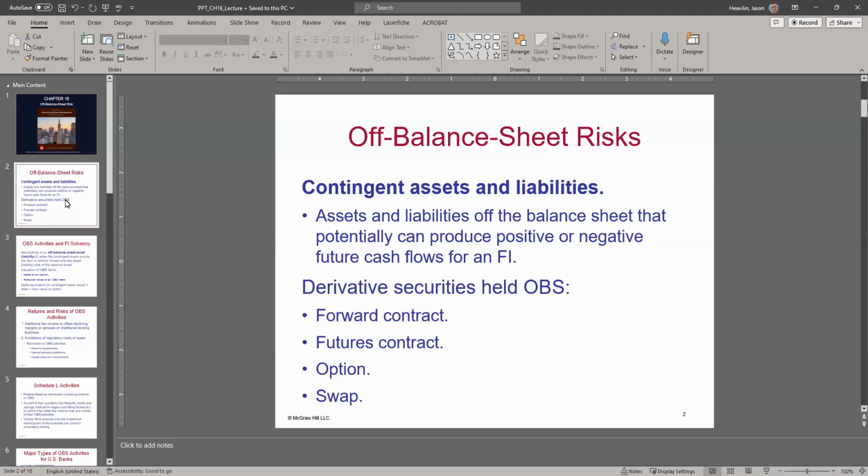Derivative securities held off balance sheet. These are probably the most common items: forward contracts, futures contracts, options, and swaps. We will elaborate a little bit on this, but do understand that these are very common tools used to hedge a lot. Some financial institutions may sell these, like a brokerage company for their clients, but they may also use them as hedging tools, and they're not on the balance sheet. But depending on which way things happen in the future, cash flows may be affected.